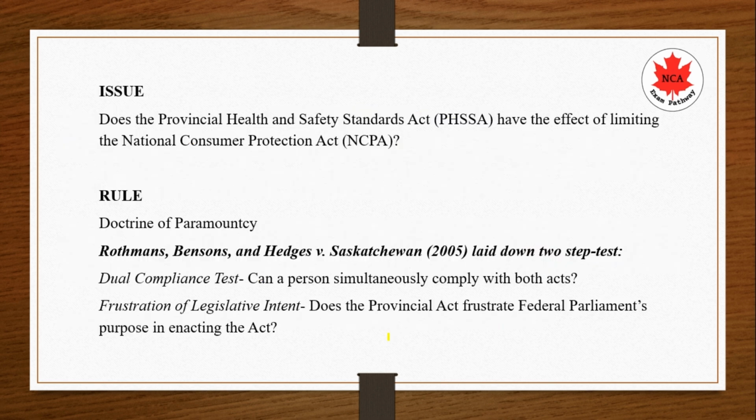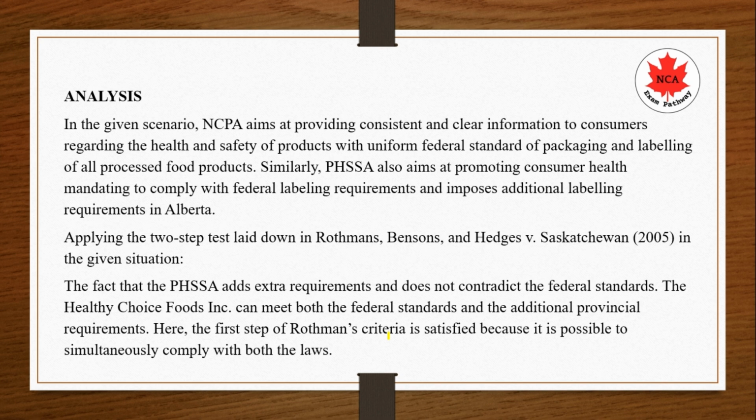Let's frame our answer in IRAC pattern. So starting with the issue, we can form the issue in these words: does the Provincial Health and Safety Standards Act, that is PHSSA, have the effect of limiting the National Consumer Protection Act, that is NCPA? Now coming to the rule, here we will see whether the doctrine of paramountcy will apply, whether the tests laid down in Rothmans, Benson & Hedges versus Saskatchewan case are fulfilled. Mentioning these points, we will go to the analysis part.